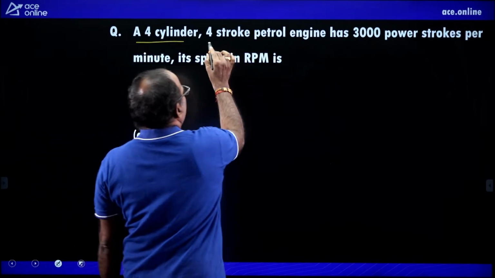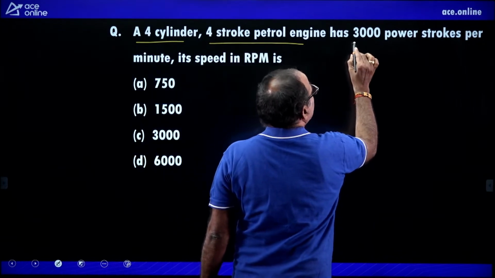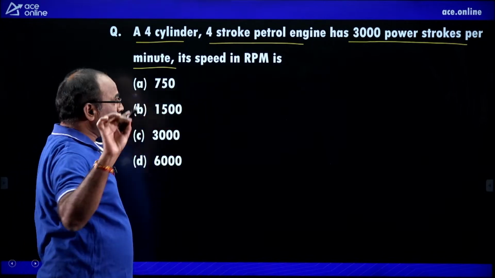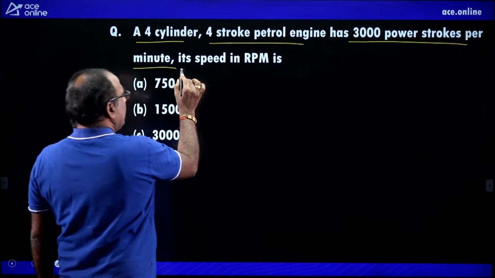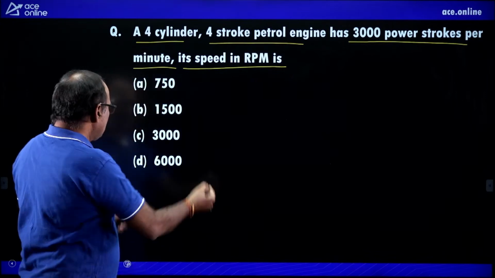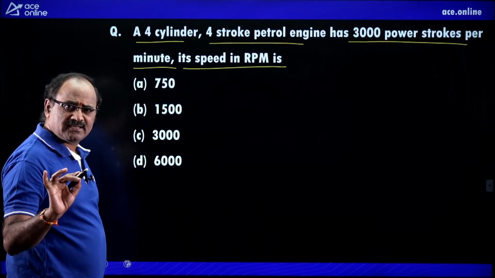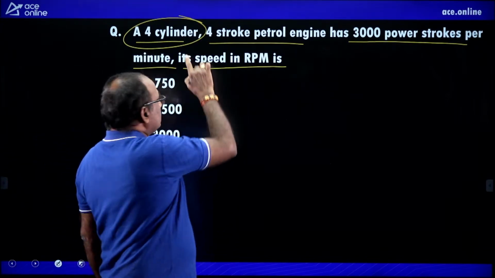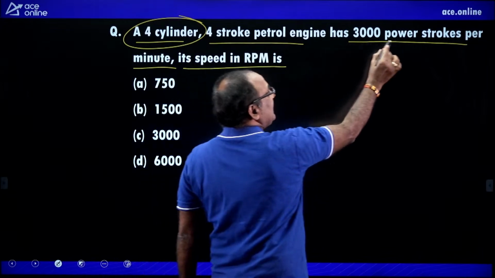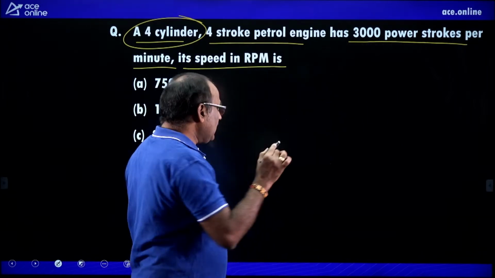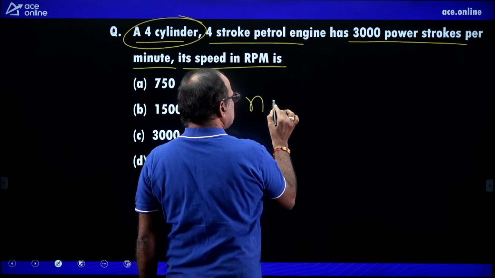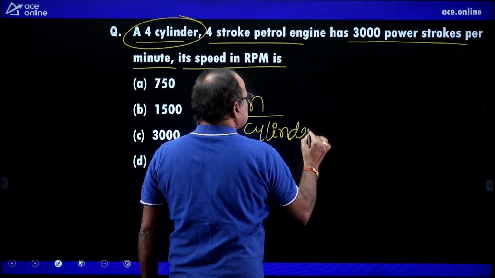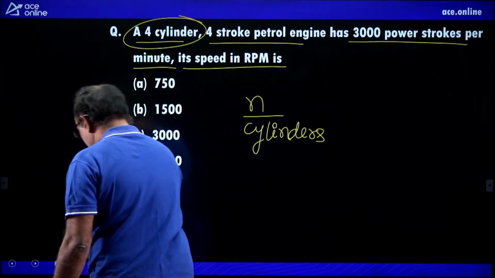A 4-cylinder, 4-stroke petrol engine has 3,000 power strokes per minute. Number of power strokes, 3,000 in 1 minute. Its speed in RPM is, look at the different options. What is your answer? Yes. Since it is given for 4-cylinder engine, the 4-cylinder engine is developing 3,000 power strokes. Then what are the number of power strokes per cylinder in 1 minute?